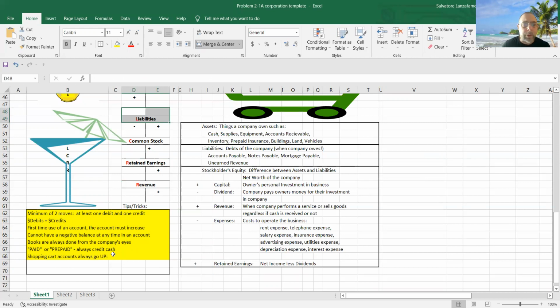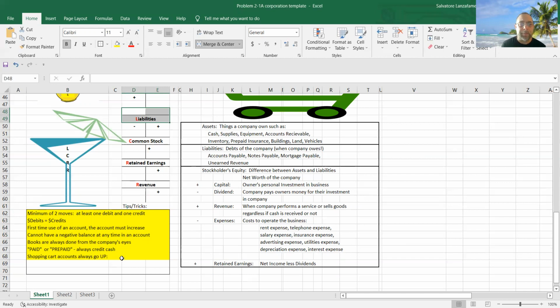You're not looking at it from your eyes. You're not looking at it from the customer's eyes. You are looking at it from the corporation's eyes. Anytime you see the word paid or prepaid, automatically you know you're going to credit cash. So it's a great little clue to help you figure out what you're supposed to debit and what you're supposed to credit. If you see paid or prepaid, half your job is done. You're going to be crediting cash.